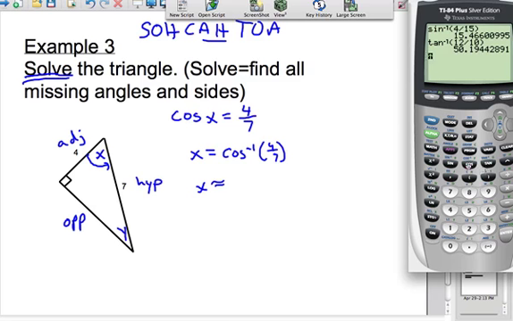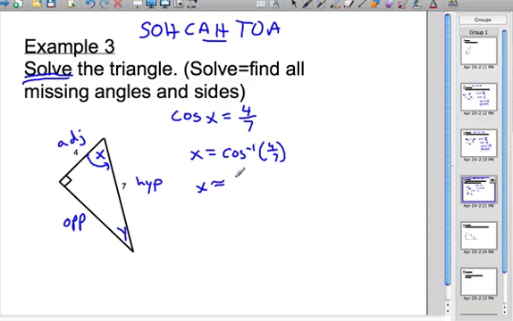So I'm going to do inverse cosine 4 divided by 7 equals about 50.2. So that is 50.2 degrees. Okay. Now to get y, we could set up a trigonometric ratio. With reference to y, 4 would actually be opposite and hypotenuse. We'd have to use sine to find y.